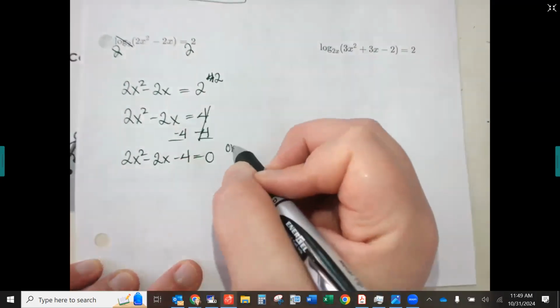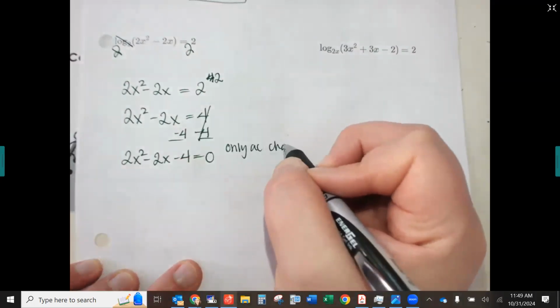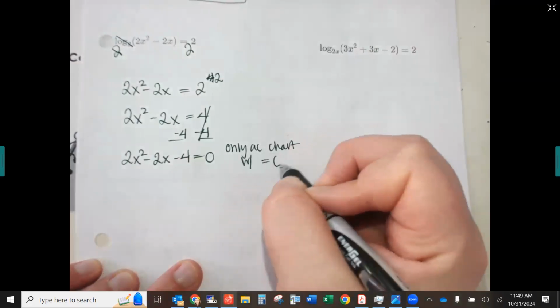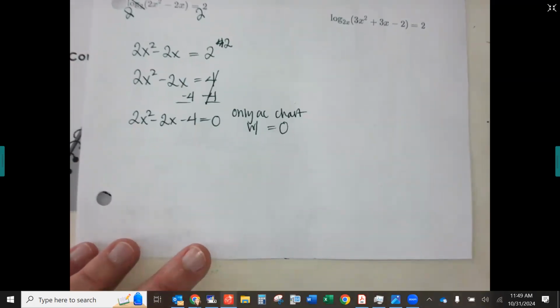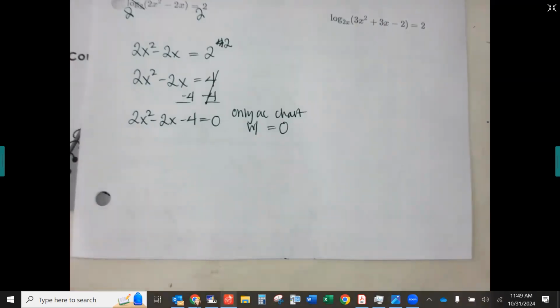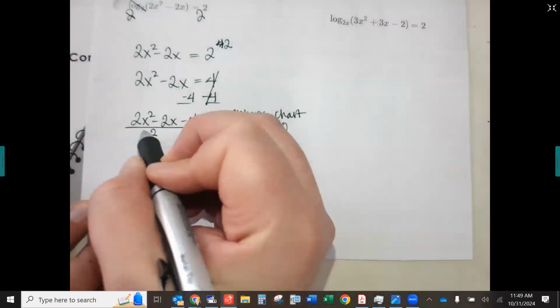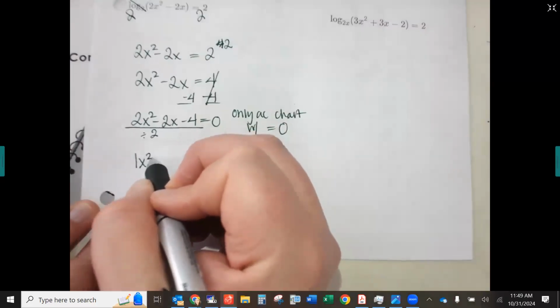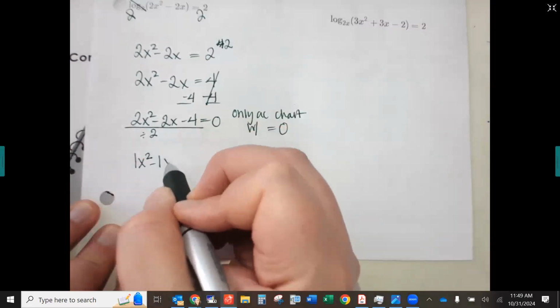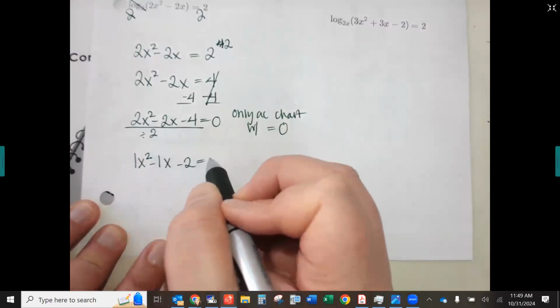Okay, remember, you can only AC chart with equals 0. And the reason for that is that your A, your B, and your C, they have to all be together on the same side. Now, I can AC chart right now, but is there anything I could divide out first to make it a little bit easier? GCF 2. Yeah, GCF them all by 2. So this is now a 1x², 2 divided by 2 is a 1x in the middle, 4 divided by 2 is a 2.